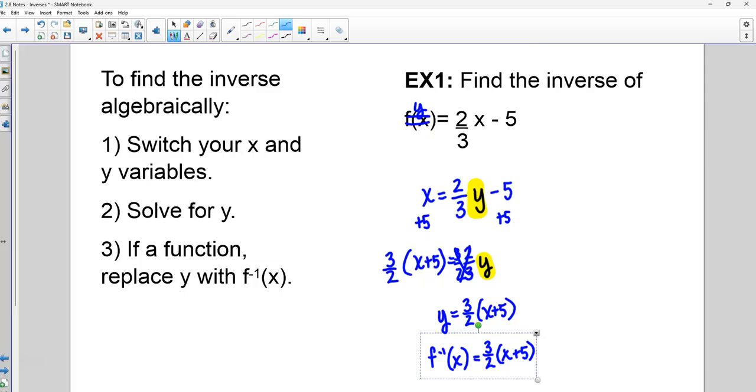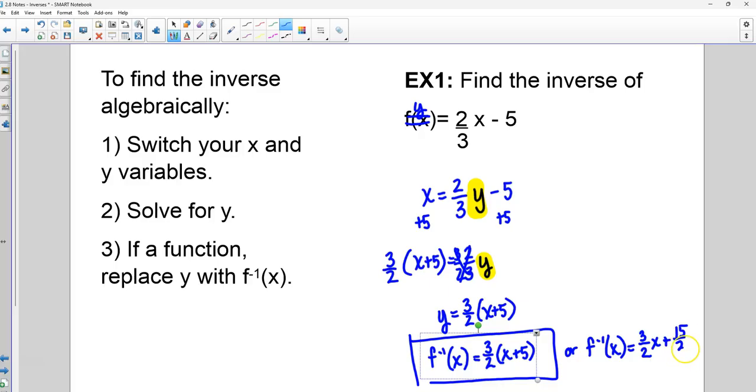You may see them distribute the 3/2. This is definitely a good answer, but you might see it look like this: f inverse of x equals 3/2 x plus 15/2. Because you're doing 3/2 times 5, to multiply fractions you've got to make that second one a fraction. You just multiply straight across, and you'll get 15/2 for that. So you could see either one of these answers as answer choices. It just depends. If it's free response, you could give me either.